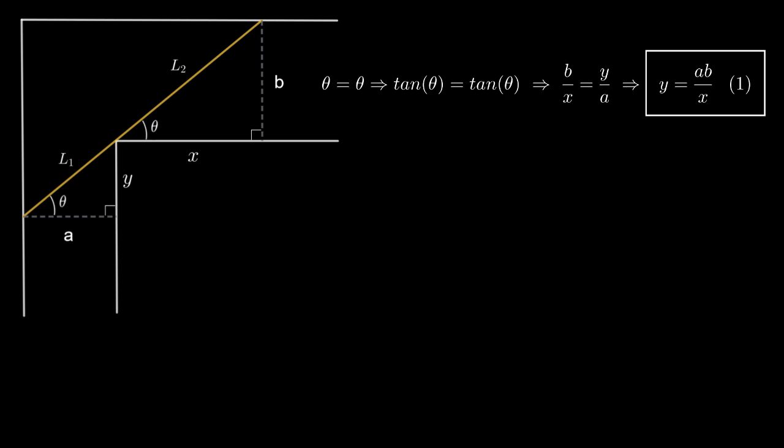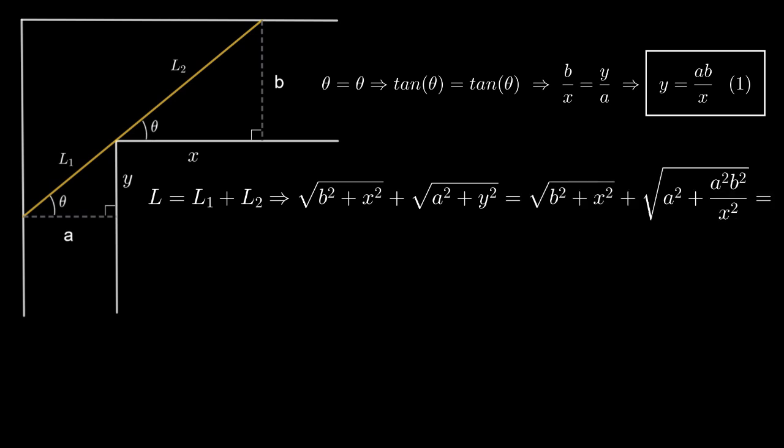So we put this equation aside for the moment, and now we try to find an expression for the total length of the ladder, which is L equals L1 plus L2. L1 is the hypotenuse of the first triangle, and L2 is the hypotenuse of the second triangle. And we have L equals L1 plus L2, which is square root of x squared plus b squared plus square root of a squared plus y squared. And we substitute the first equation into the second equation, and we get L equals square root of x squared plus b squared plus the square root of a squared plus a squared times b squared over x squared.